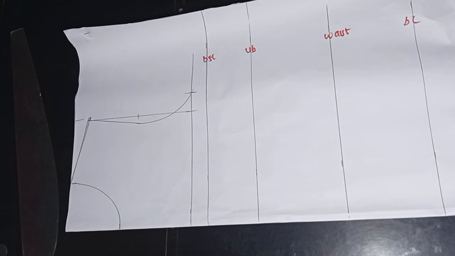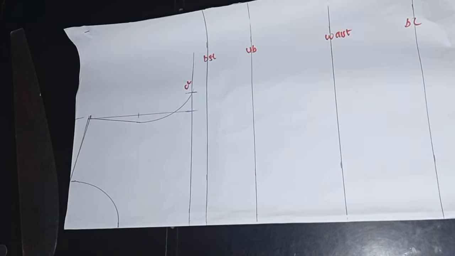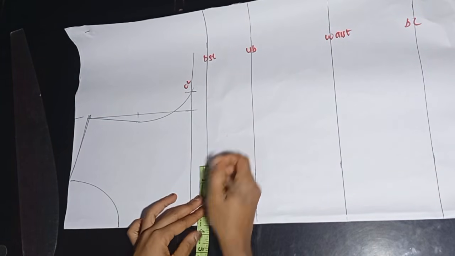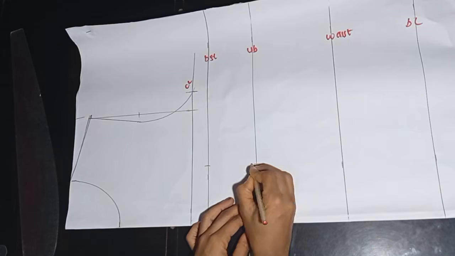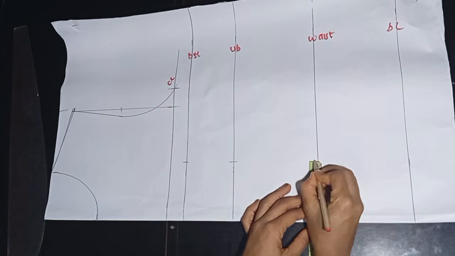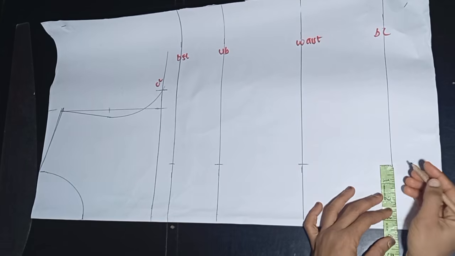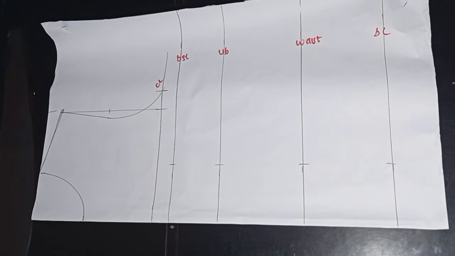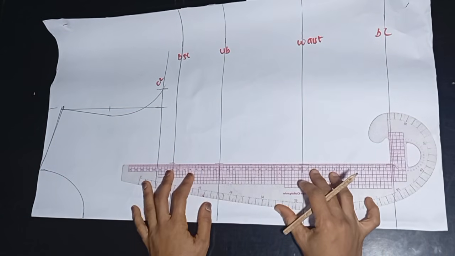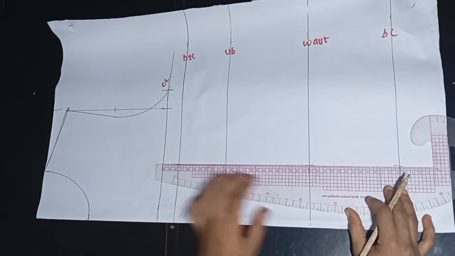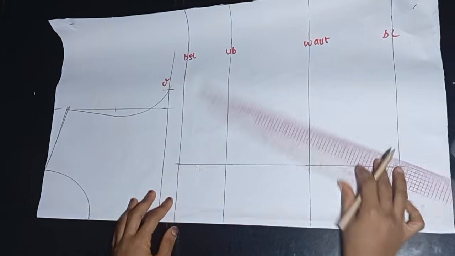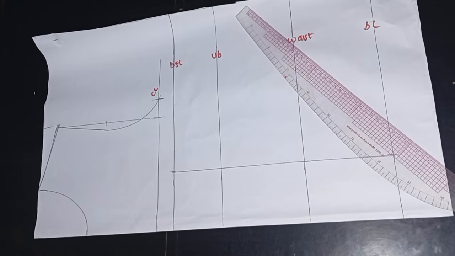So after marking this, I'll mark my dart. Now to mark your dart, you're going to mark your nipple to nipple divided by 2. My nipple to nipple is 7 inches divided by 2. I have 3.5. I'll mark it at the bust, under bust, waist and blouse length. So go ahead and take your own measurement and divide it by 2. Then place a ruler and connect this all the way to the blouse length.